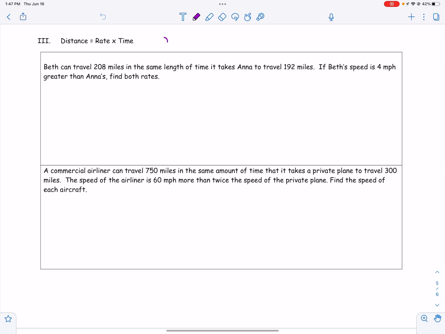So the first thing that we need to remember is that distance equals rate times time, and then we need to solve for time in terms of distance and rate, and time is going to be distance divided by rate, and that's going to be important, okay? So a couple things that we're going to be looking at is when they say in the same amount of time. So here we see the same length of time. That means that our times are going to be equal, okay?